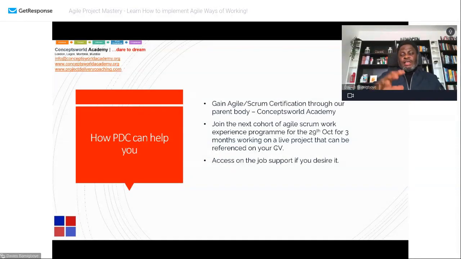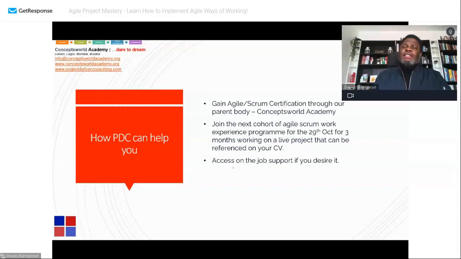Again, all the things that Agile ways of working gives, you're going to experience them because you're going to be working on a live project with a team of people that are just doing Scrum. So for this project, it's just simply Scrum. It's not project management, it is Scrum. You learn about Scrum right from the get-go. You start to adopt the Scrum framework. And then if you want on-the-job support, if you need it, you can also get it.